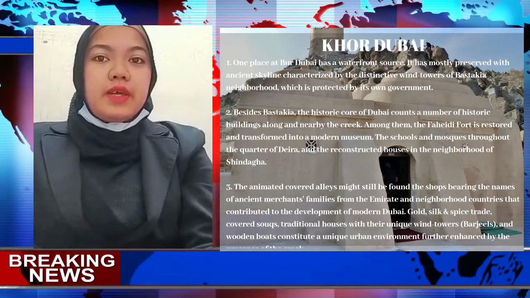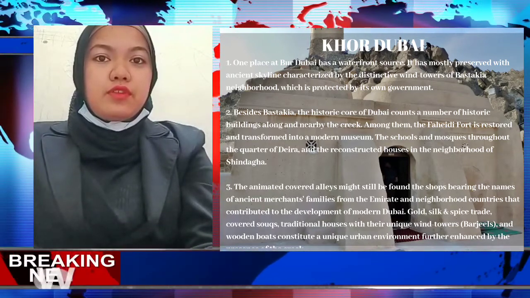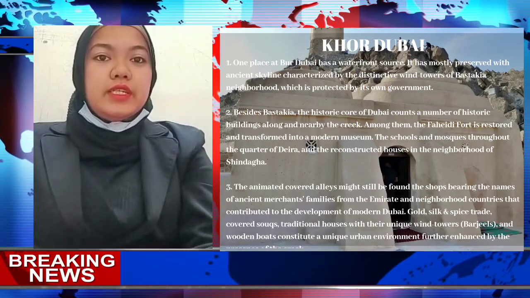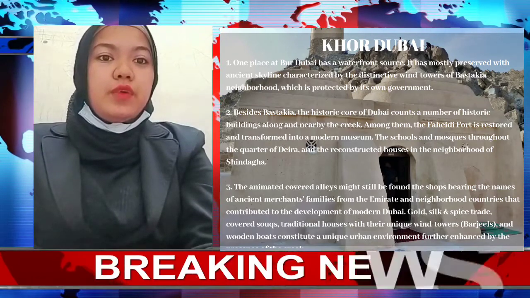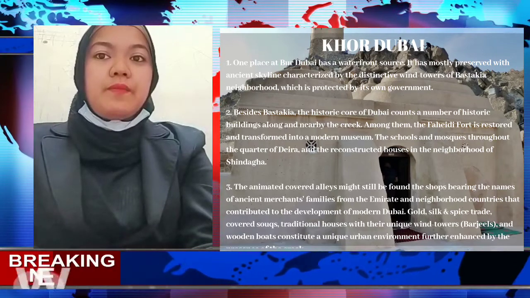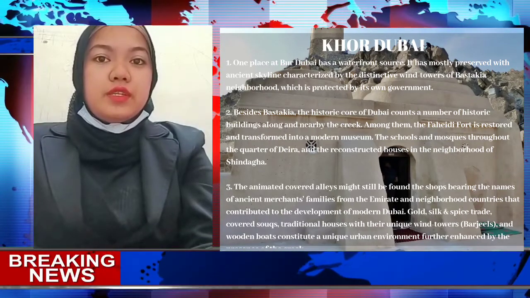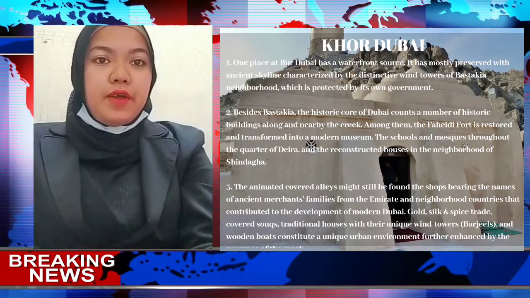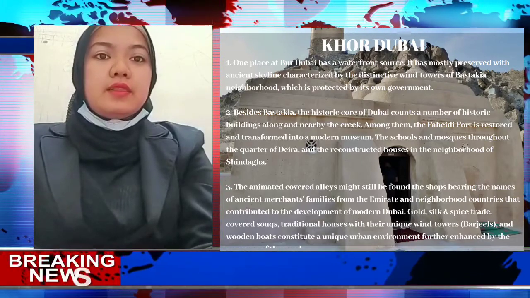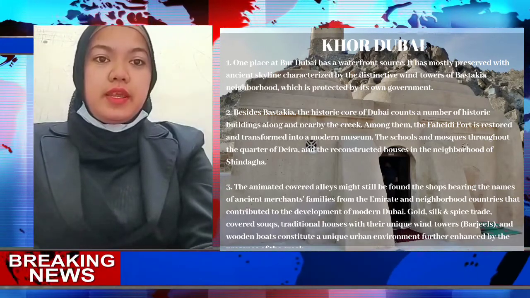Gold, silk, spice trade, and cloth souks are among the traditional houses with their unique wind towers, which are barjeels, and wooden boats that constitute a unique urban environment further enhanced by the presence of the creek. That's all from me. Thank you.